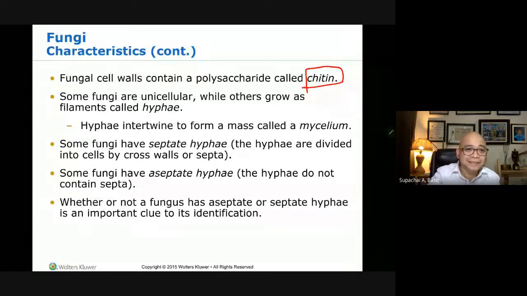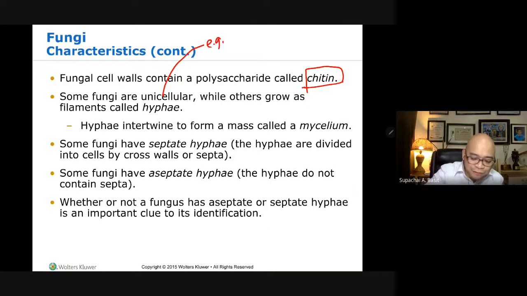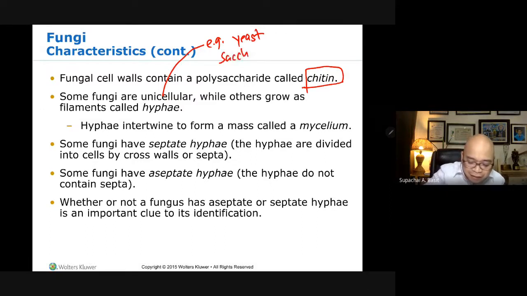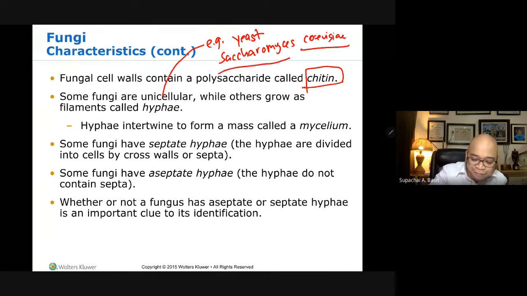Okay? Some fungi are unicellular. So an example of unicellular fungi are yeast. Okay? Yeast such as Saccharomyces cerevisiae, the one that we're using for fermentation of wine. Okay? While others will grow as filaments called hyphae.